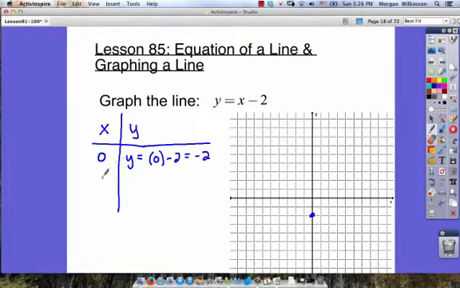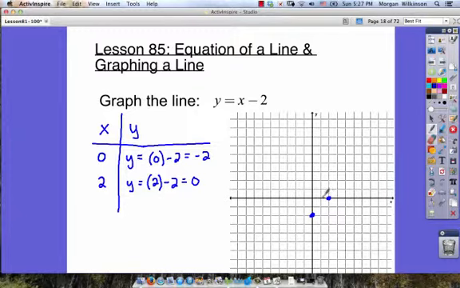Let's pick another point. Let's say x is equal to 2. Then we'd have y is equal to 2 minus 2, because we're substituting 2 in for x. And 2 minus 2 is 0. So we're going to get a point of x is 2 and y is 0. So we can plot this one as well.